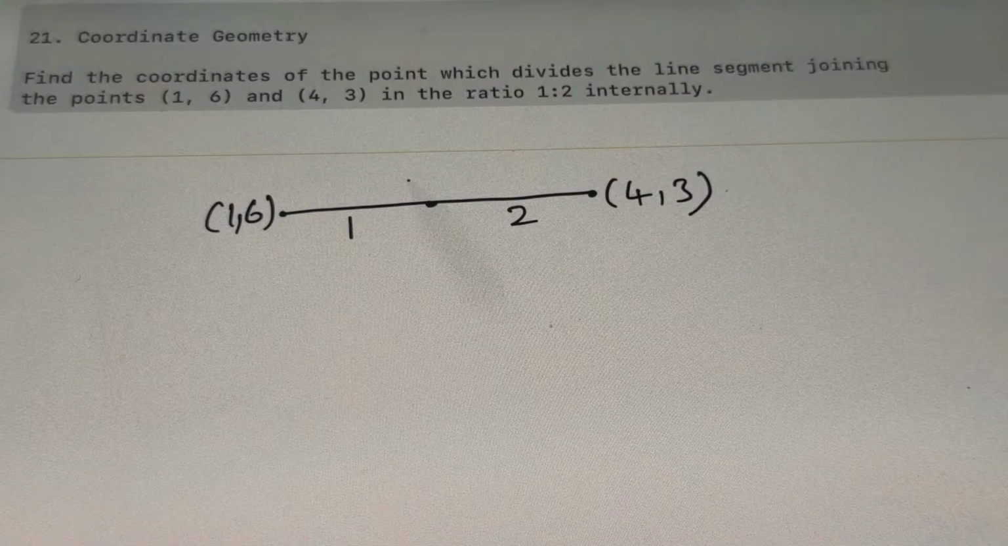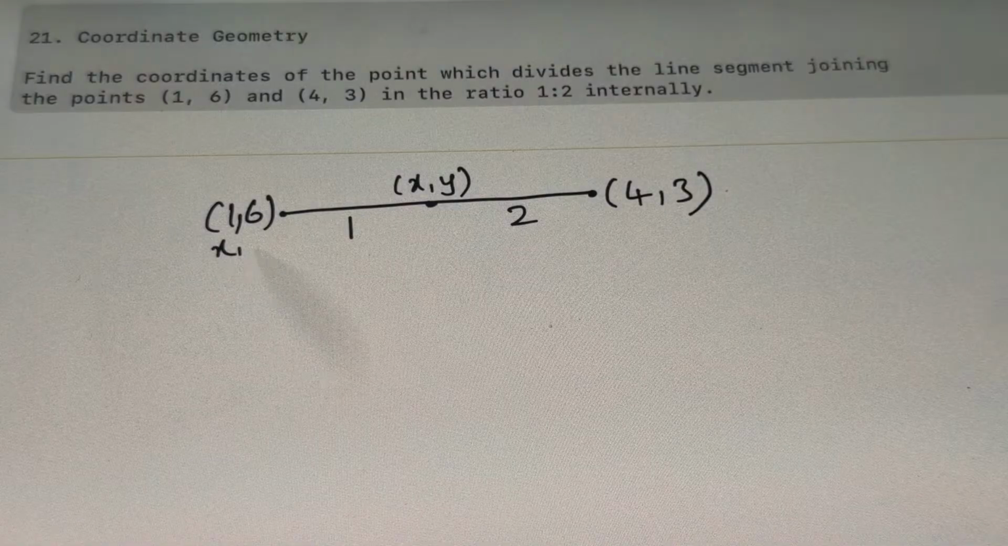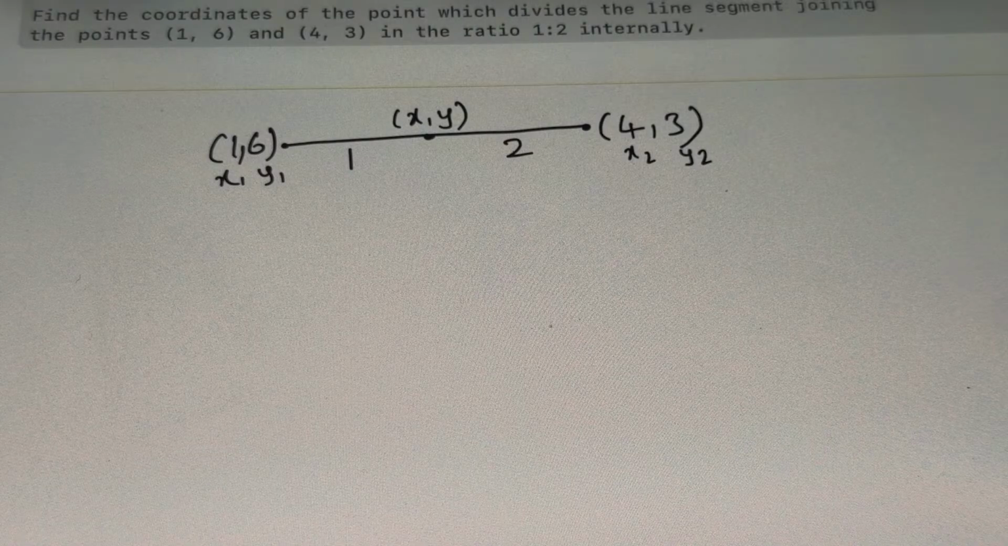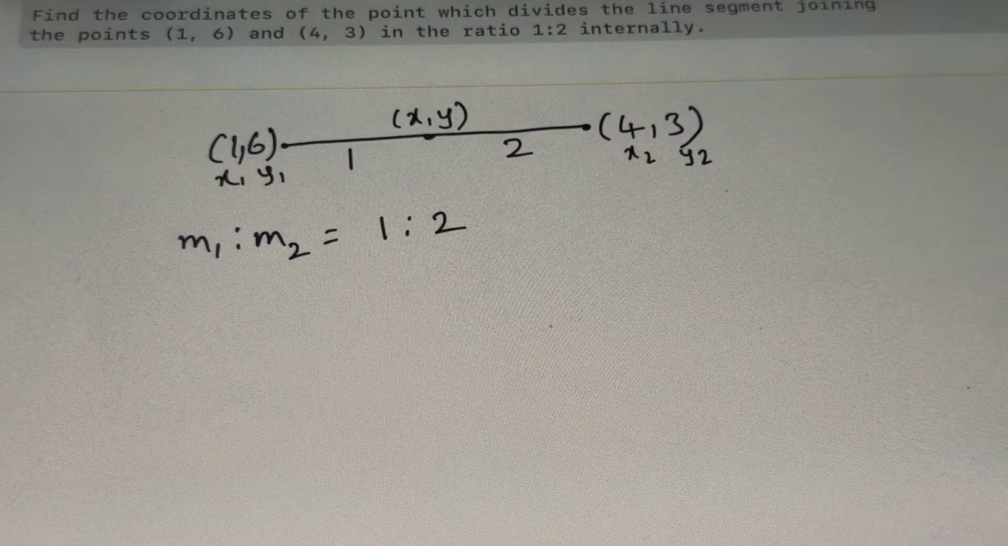So let the unknown point be x comma y. We need to find out x comma y. Let the given coordinates be x1 y1 and x2 y2. Now we need to write the ratio. So the given ratio is m1 is to m2, that is 1:2.